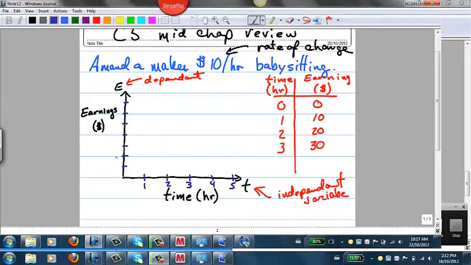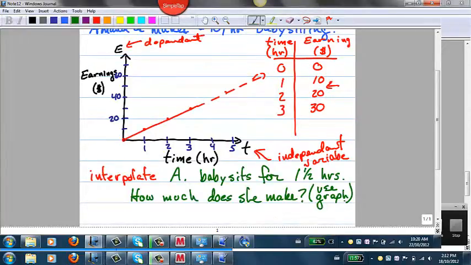On time, we're showing 1, 2, 3, 4, 5 hours. On the earnings, I went up by $10 chunks, but I only labeled every second one, so 20, 40, 60, etc. We use the coordinates (0, 0) to draw points, (1, 10), (2, 20), (3, 30), and we can draw a line through those points. Notice that it's a straight line, and I could extend the line a little further with the dotted line if I wanted, beyond the points that I know.